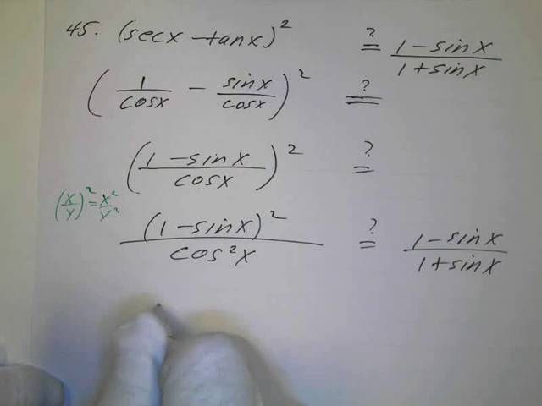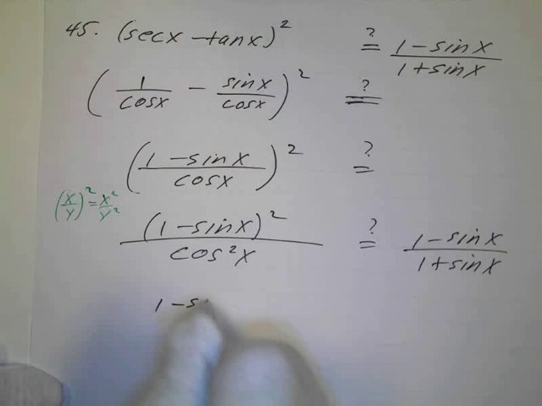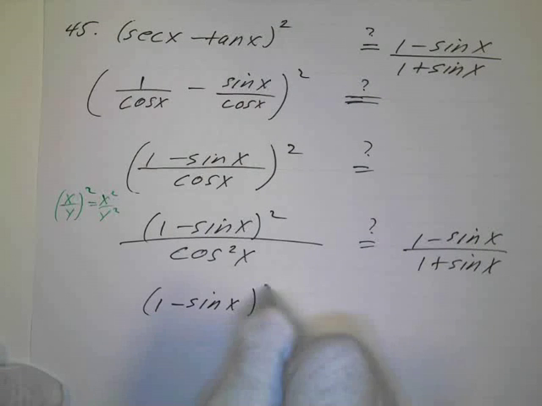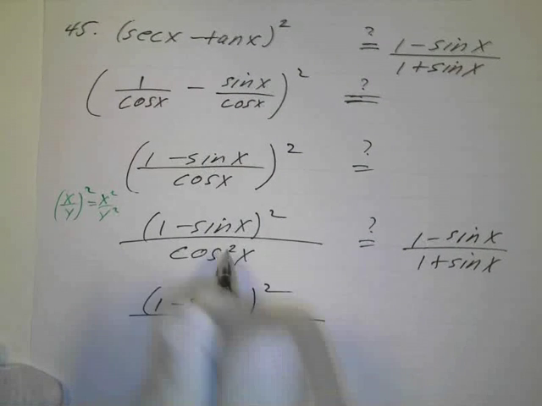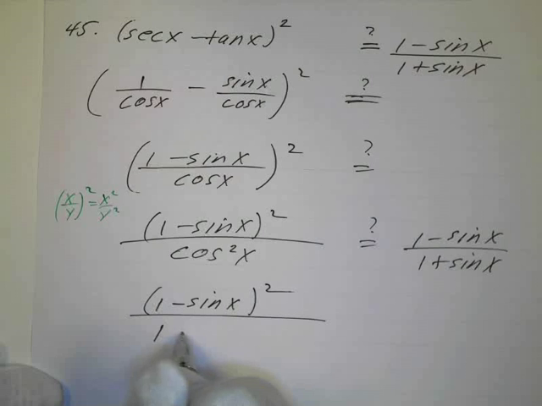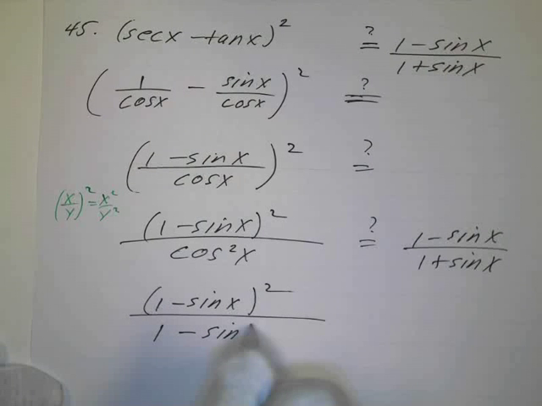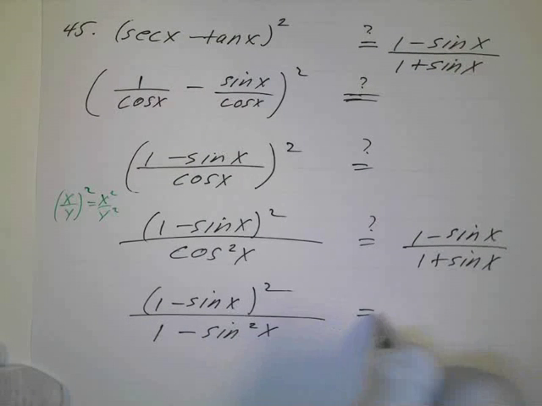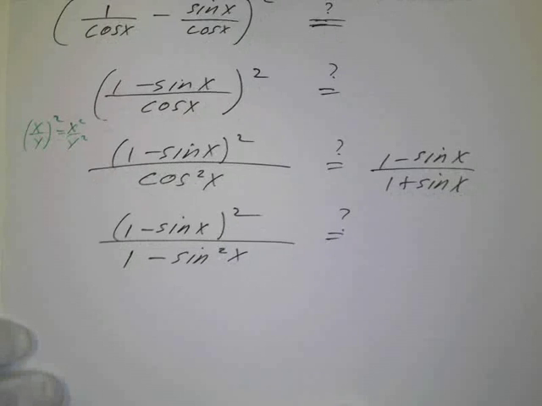Some of you smart guys probably know what we're going to do next. Okay, so I got 1 minus the sine of x squared all over, and this is going to be 1 minus the sine squared of x. Okay?